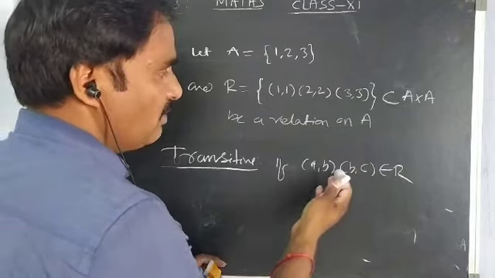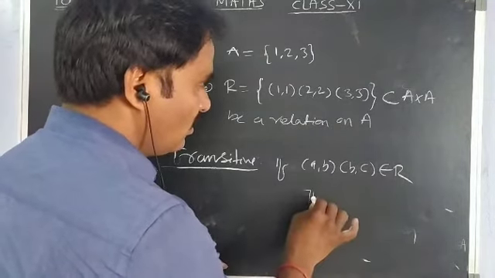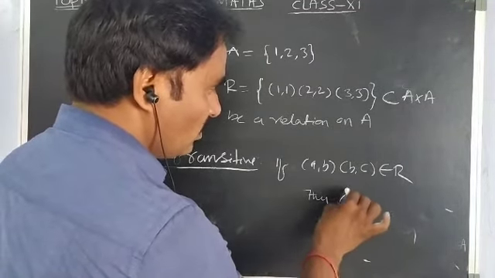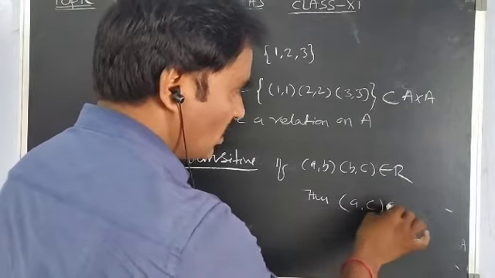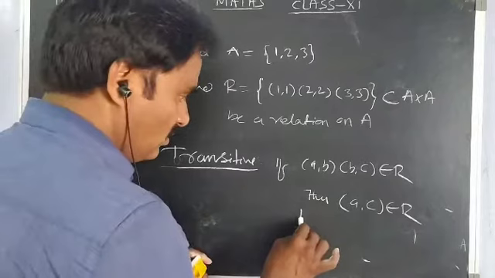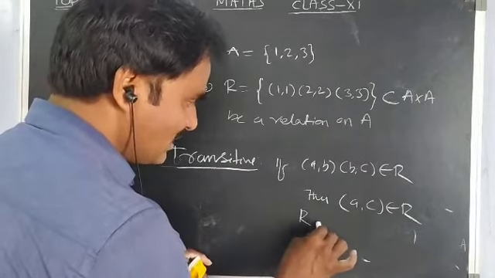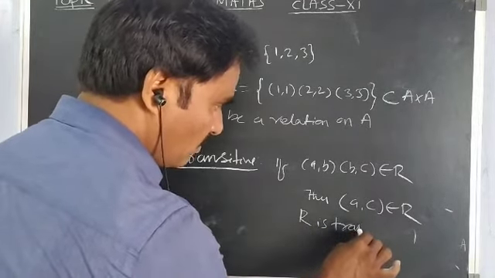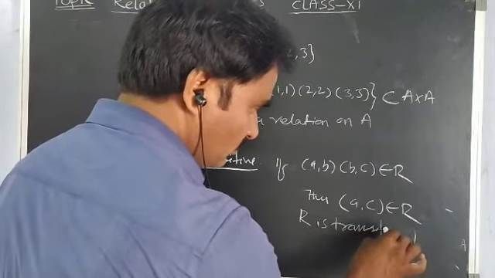So if (A, B) and (B, C) belong to R, then we have to show (A, C) also belongs to R. Then only we can say R is transitive. This is the proper definition of transitive.